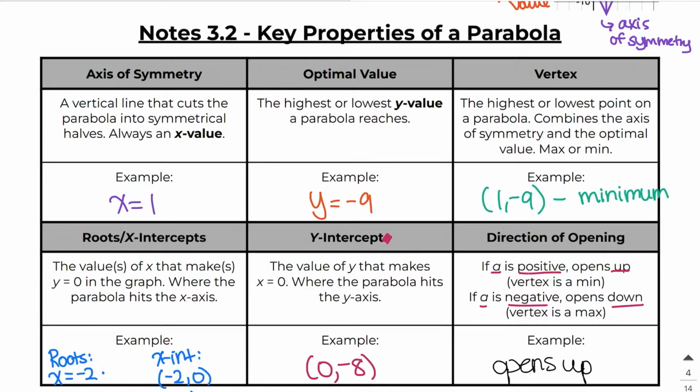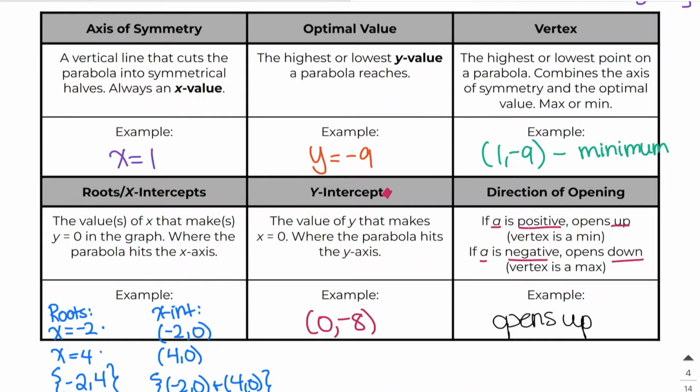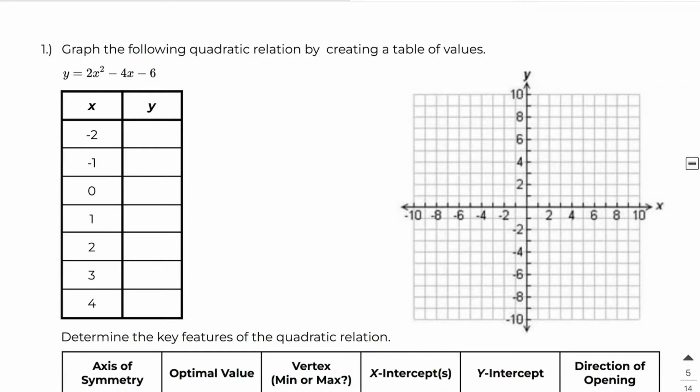Let's go ahead and now apply that to an actual parabola that we still have to graph out. So here we're going to graph the following quadratic relation by creating a table of values. Now sometimes you have to do it using a table of values. There are other methods to graph out these parabolas. We're going to learn these different methods throughout this unit and the next unit. But let's go ahead and talk about how to graph it using a table of values.